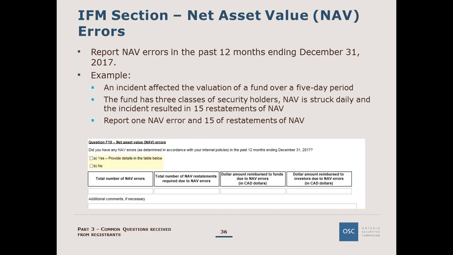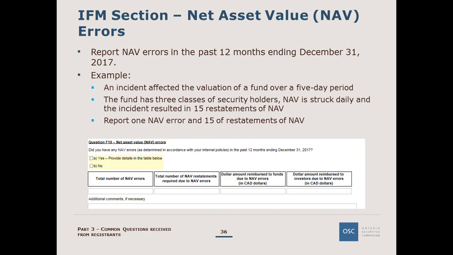The background is that an incident affected the valuation of a fund over a 5-day period. The fund has 3 classes of security holders. The net asset value is struck daily, and the incident resulted in 15 restatements of net asset value. You would report this as 1 net asset value error and 15 restatements of net asset value. This was the last question in the IFM section that I wanted to highlight to you.